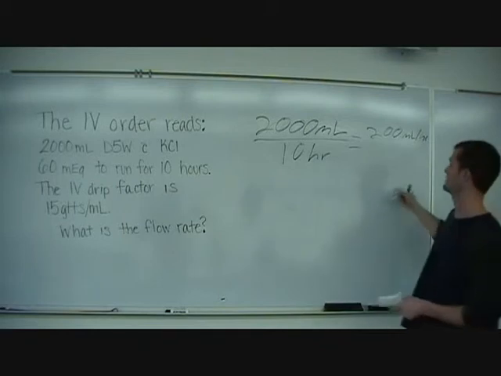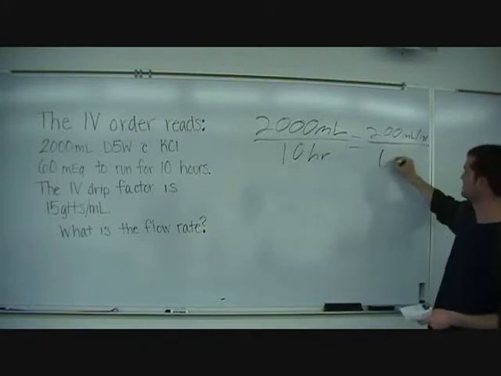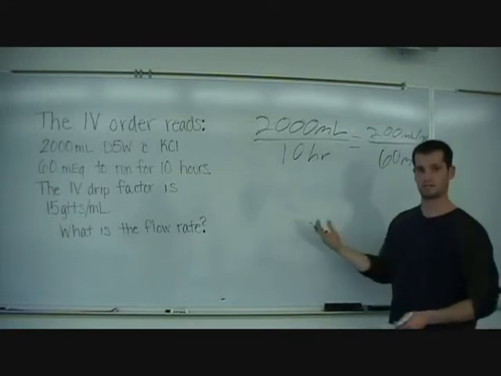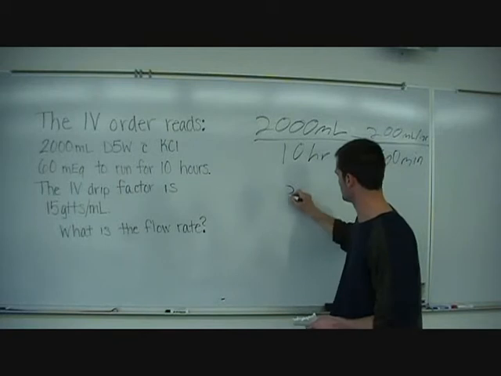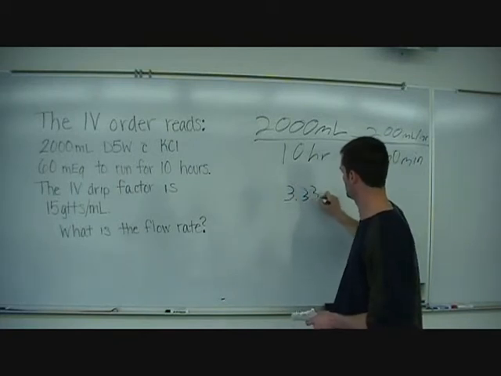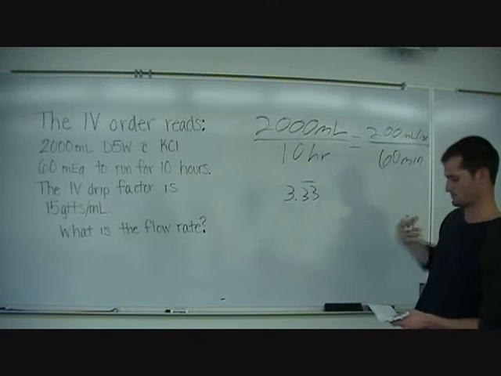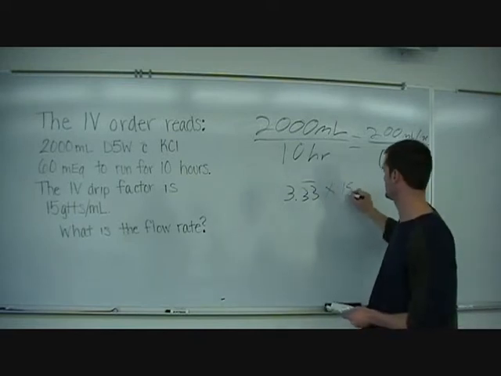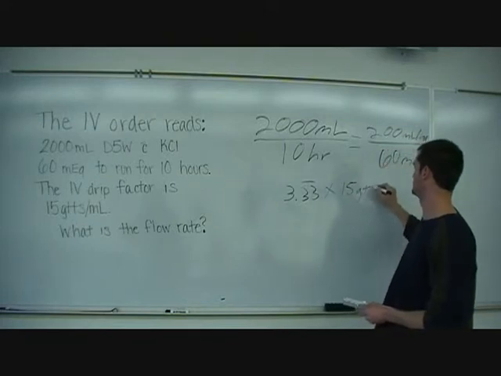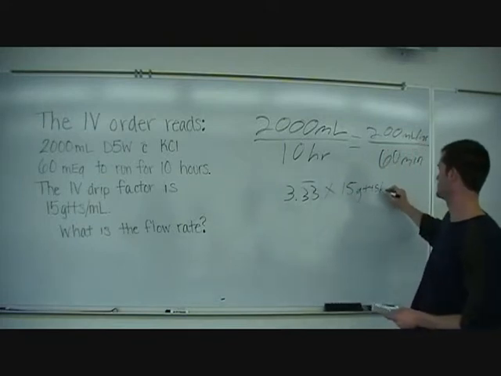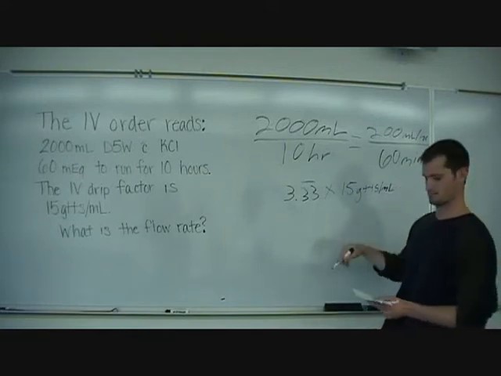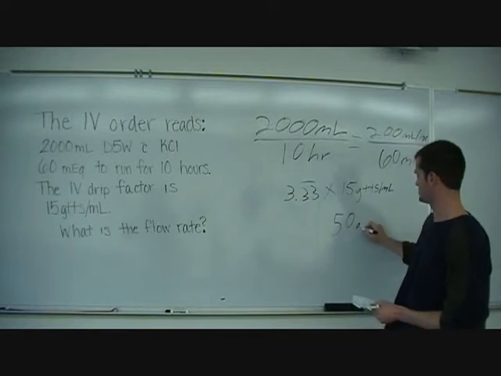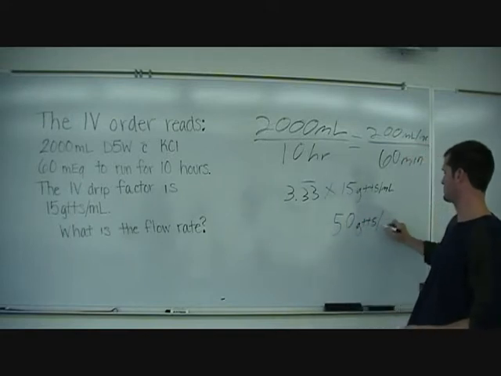Then to find the minutes on that, you're going to divide that by 60 minutes. So then the 200 milliliters divided by 60 gives you 3.33 remainder. Okay, and then we calculate in the drops, so we're going to multiply it by our drop factor of 15 drops per milliliter, and then that equals out to 50 drops per minute.